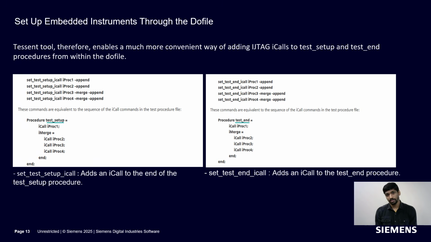Sometimes embedding the icall commands within the test procedure file is not a convenient way, especially if they are generated from the tool based on introspection. This is the second way, where we have all the design introspection and Tcl commands available to specify the needed IJTAG commands. The set test setup icall and set test end icall are the two commands through which we can add the icall to the procedure file. Set test setup icall adds an icall to the end of the test setup procedure, whereas set test end icall adds to the test end procedure.